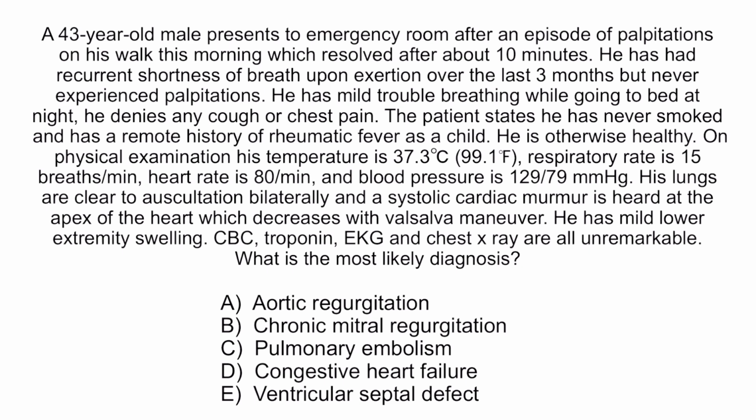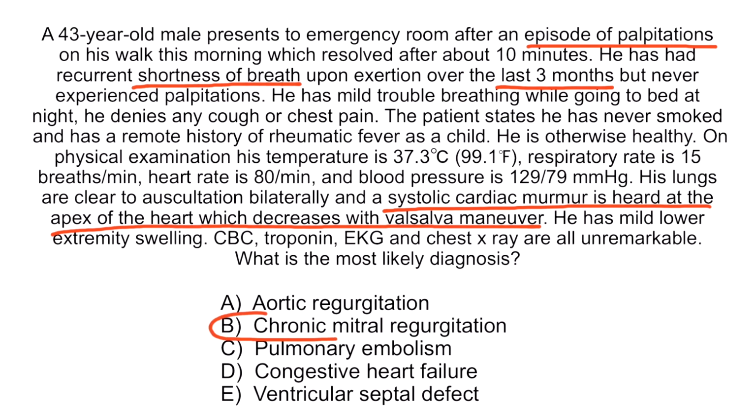So at this point, in summary, we have a 43-year-old male with a sporadic, self-limited episode of palpitations who has experienced shortness of breath and mild orthopnea for the past 3 months. Physical exam gives us a systolic murmur heard at the apex, which decreases with Valsalva maneuver due to the decreased preload and an otherwise normal cardiac workup. What is the most likely diagnosis? B. Chronic mitral regurgitation is the correct answer.